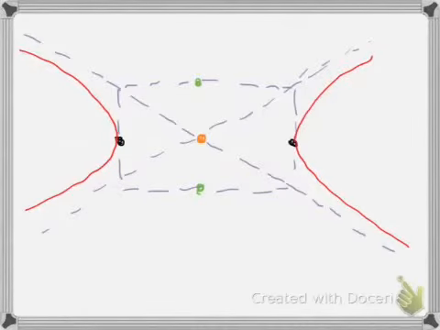Now also remember that your hyperbola also has focal points. The focal points are inside the hyperbolas there. Okay, so the distance from here to here is the x radius. The distance from here to here is the y radius.